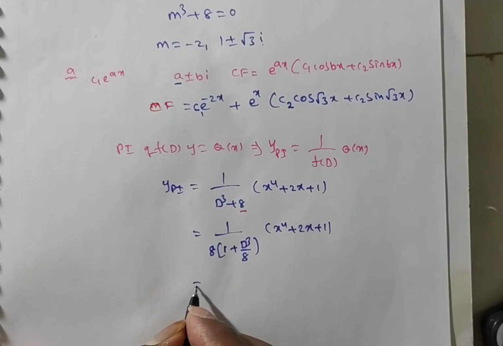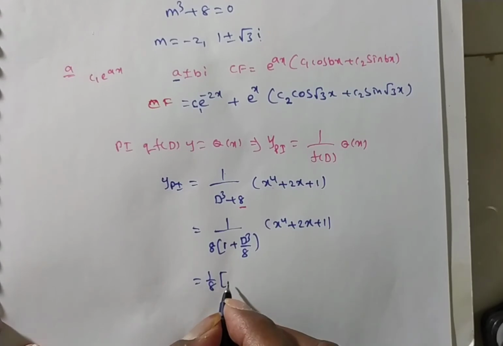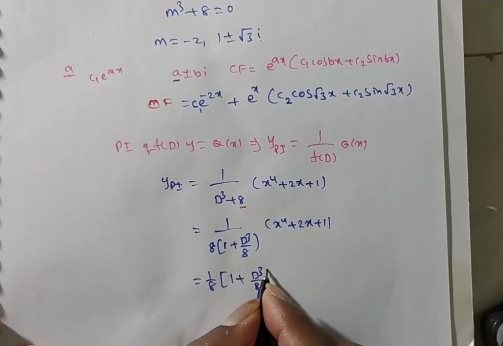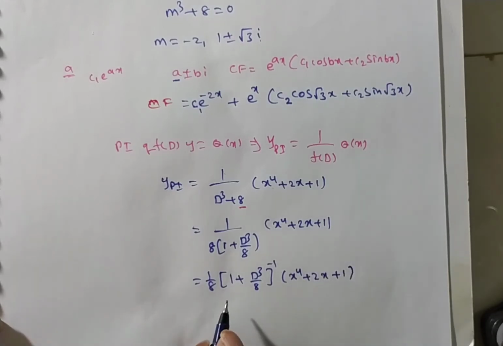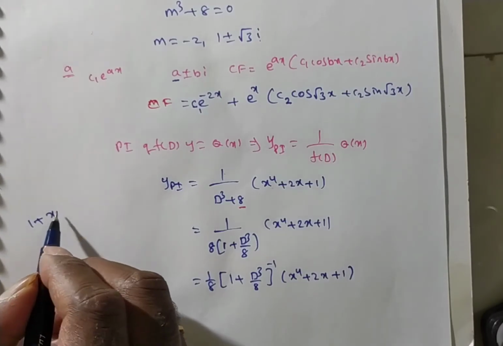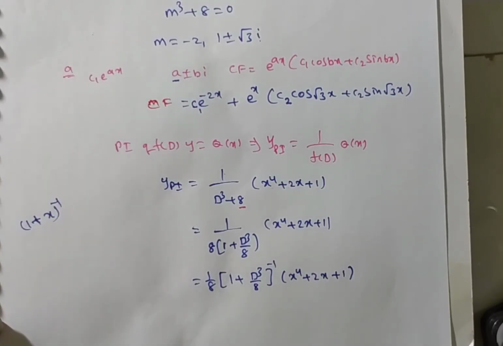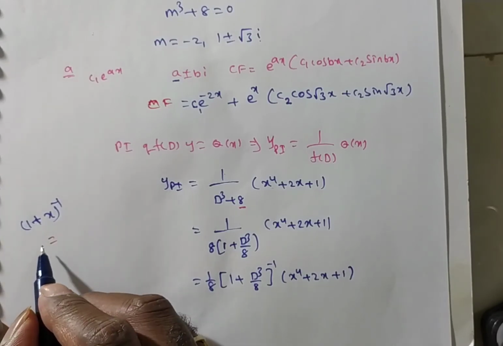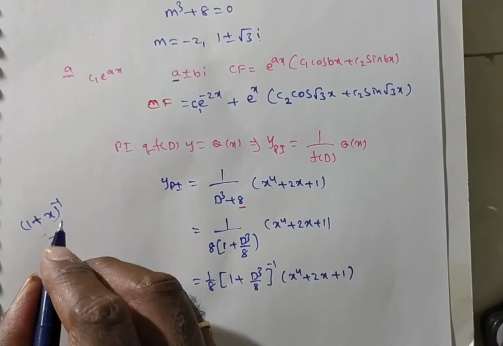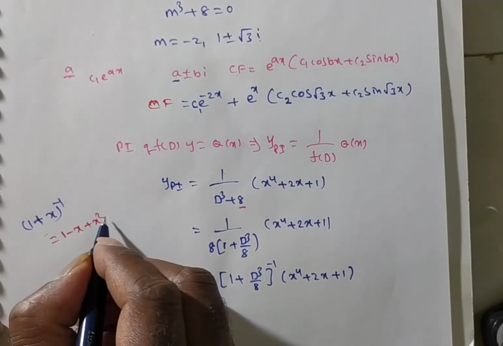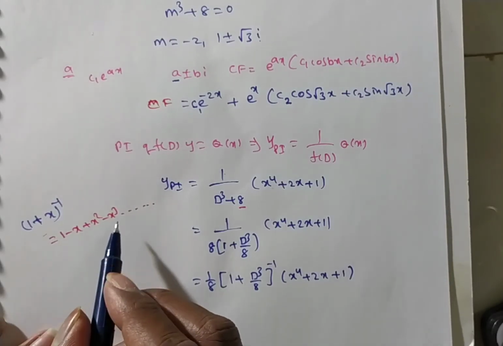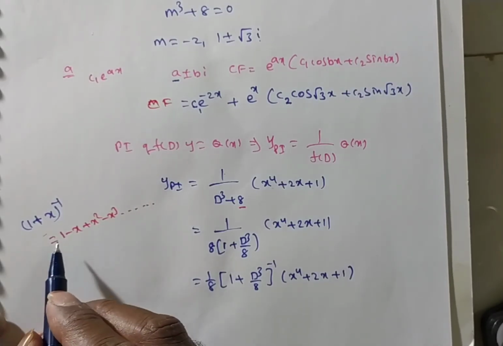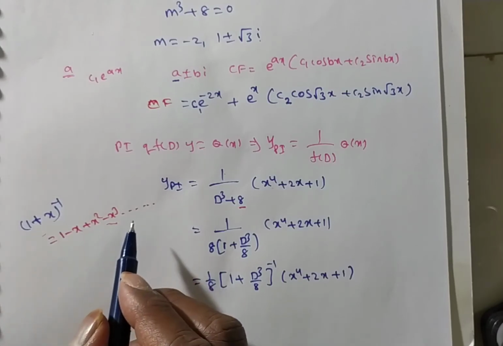Now the denominator you have is 1 plus phi of D form. So this one you take in the numerator. Then you will have 1 plus D cube by 8 whole inverse of x to the power of 4 plus 2x plus 1. Now you observe, this is in the form of 1 plus x whole inverse form. What is the formula we have from the binomial expansion? 1 plus x whole inverse is equal to 1 minus x plus x square minus x cube plus so on. Generally up to x degree means infinite here, continuation is there.